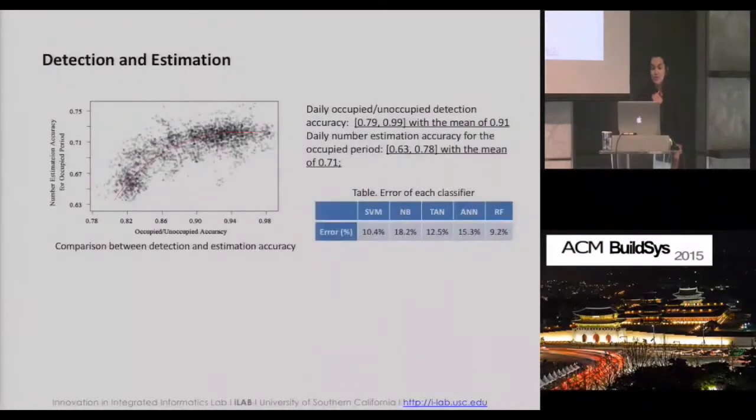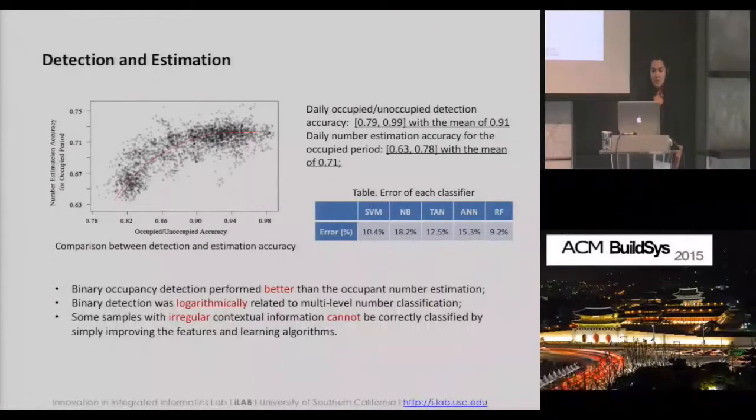So then we looked into detection and estimation, again to investigate the correlation between binary occupancy detection and multi-level number estimation. Obviously binary occupancy detection performed better than the multi-level occupancy estimation, and they were logarithmically related. As the binary detection accuracy increased, the rate of increase of number estimation accuracy decreased, indicating that some samples had irregular contextual information and cannot be correctly classified into exact occupied classes.